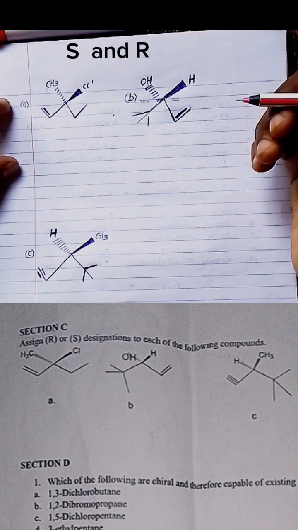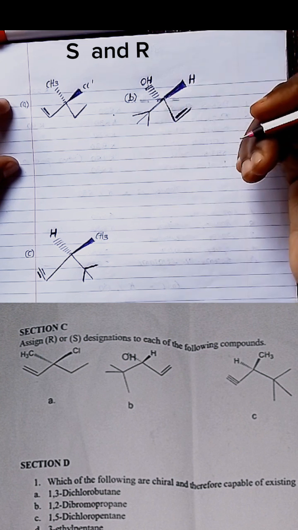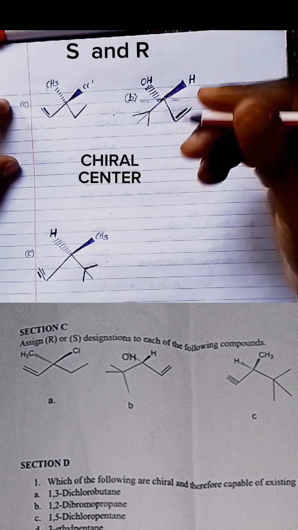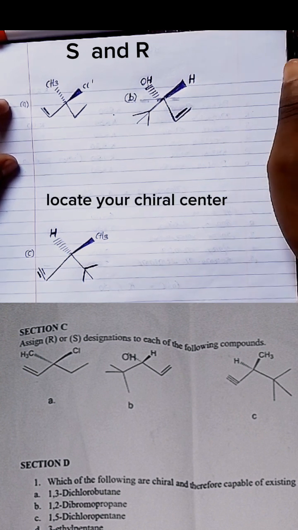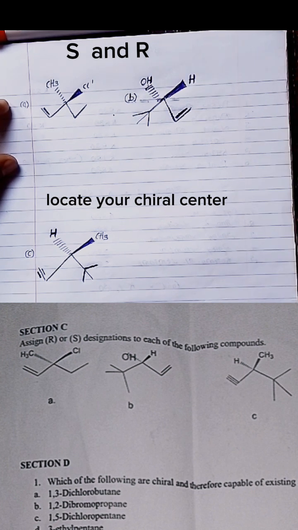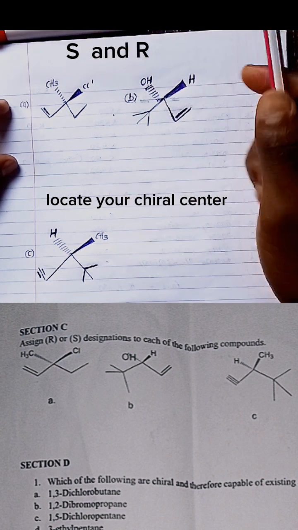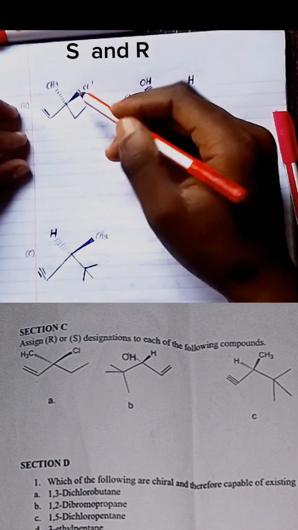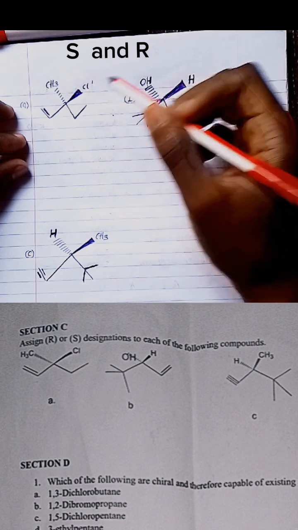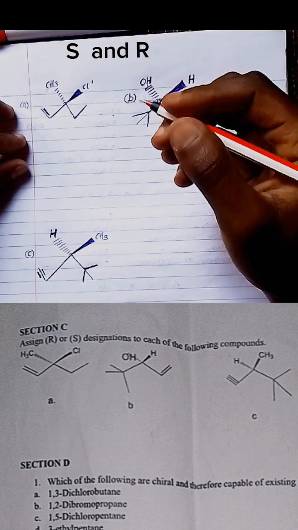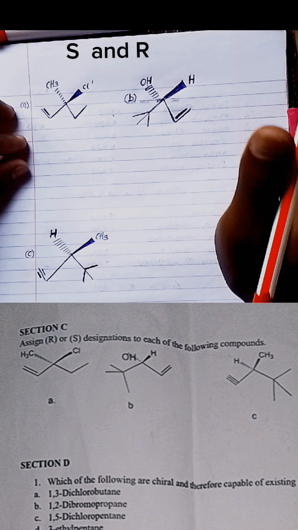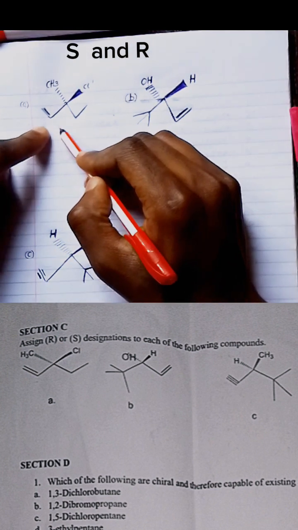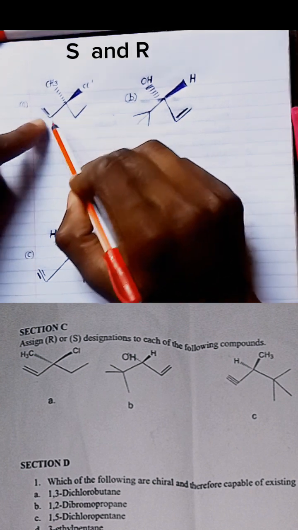The first thing you need to know is that S and R configuration can only be designated to a compound that has a chiral center. So step 1, locate your chiral center or centers, because some molecules can have more than one chiral center. So let me use my red pen. When we look at this compound A, we're looking for a carbon that's attached to 4 different things. If we analyze this carbon, it's attached to 2 hydrogens, which are similar in these groups. So this is not a chiral center.